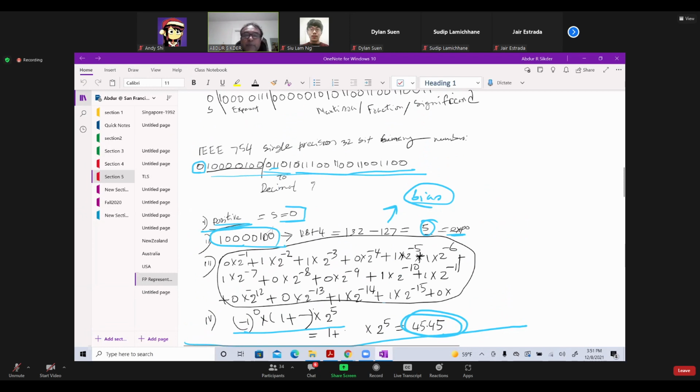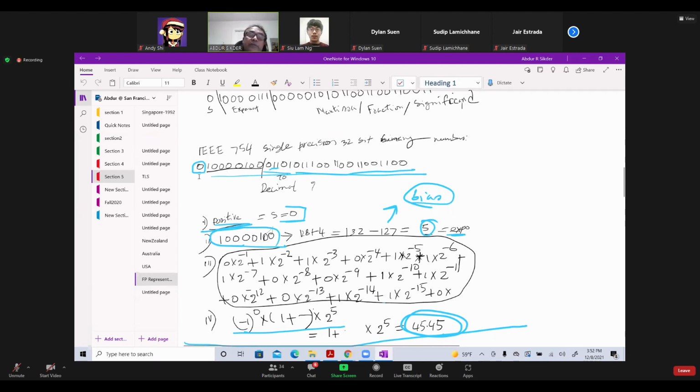So IEEE 754, single precision, 32-bit binary numbers. Convert it to decimal. So here is the number. If you see that I'm missing one bit here, maybe I forgot to count properly, but it's supposed to be a total of 32 bits, from the sign bit. It should be 32 bits.